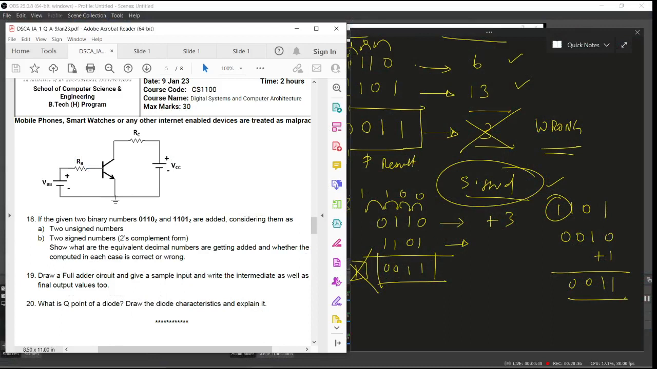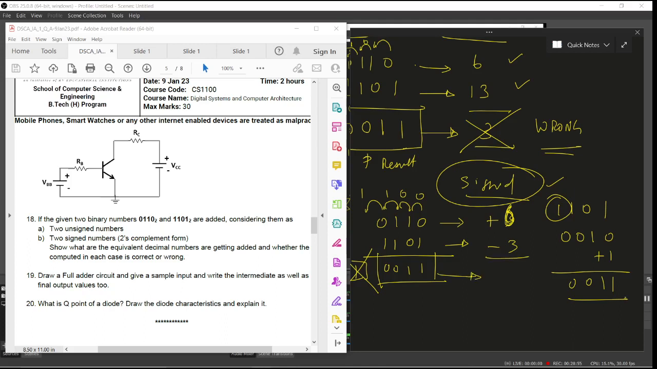So this is minus 3. Now what is that? What did I write here? I have written plus 3, which is 110, which is not plus 3. Sorry about that. It is plus 6, right? It's not 0011. It's 0110. So this is plus 6 and minus 3.